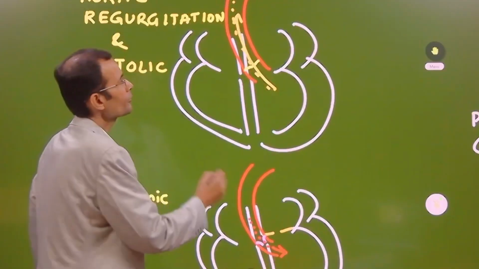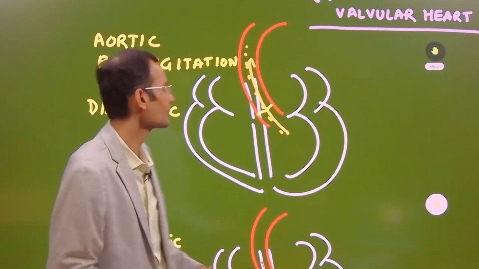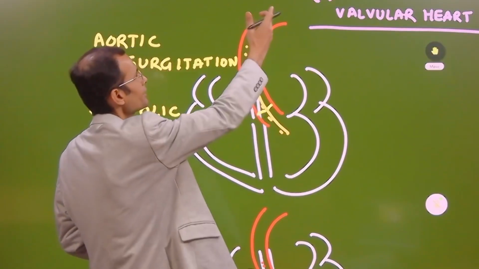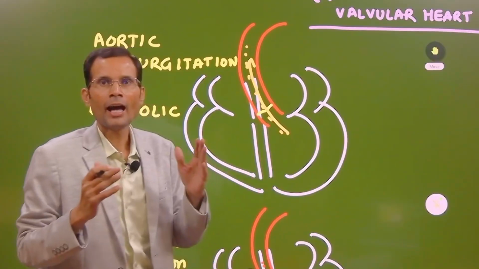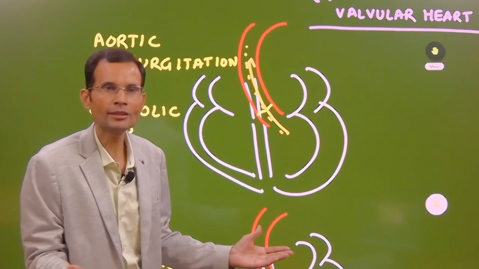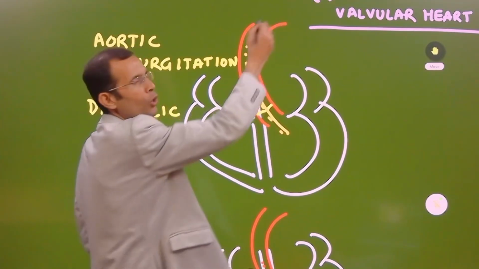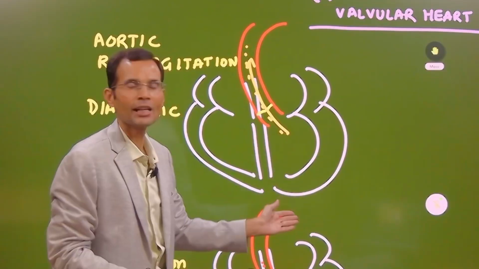In the condition of aortic regurgitation, what happens is the left ventricle ejects the blood during systole, that's fine. But as diastole starts, left ventricular pressure falls and the blood that has gone ahead now starts coming back towards the left ventricle.